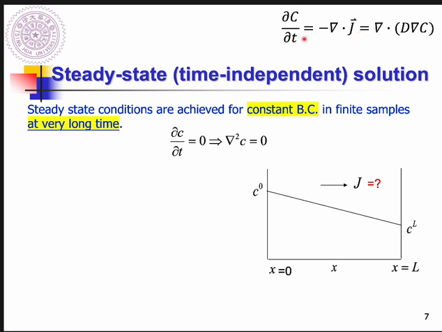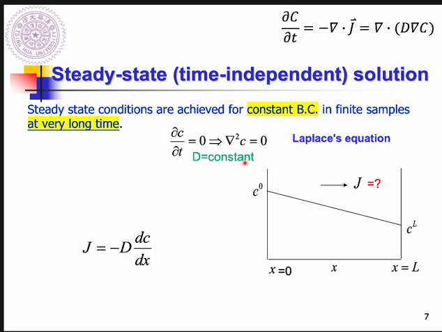So based on the diffusion equation, this equals zero. We assume that the Laplacian of concentration equals zero. Based on these ideas, we also need to make sure D is constant, and then you can make these conclusions.